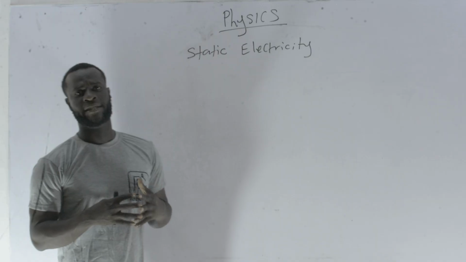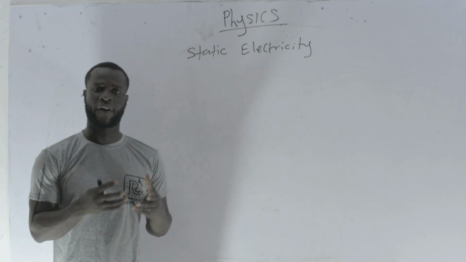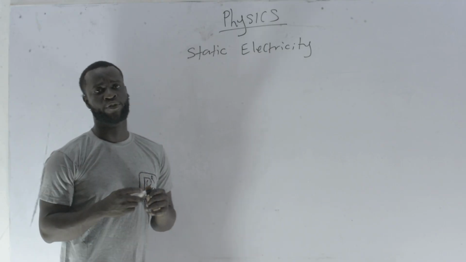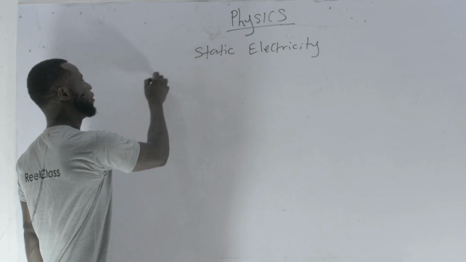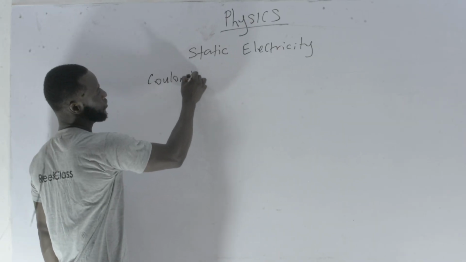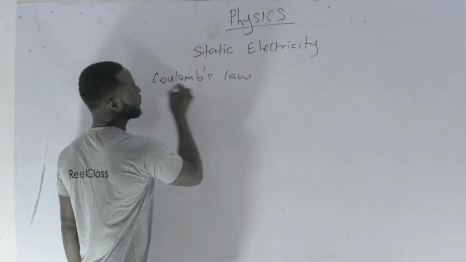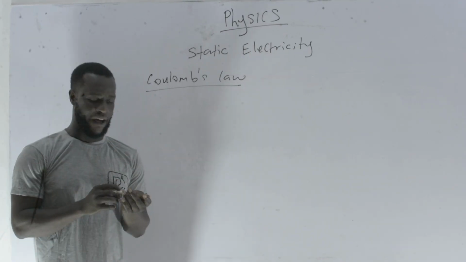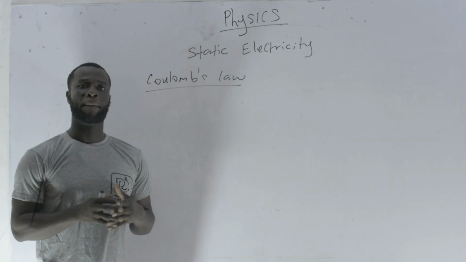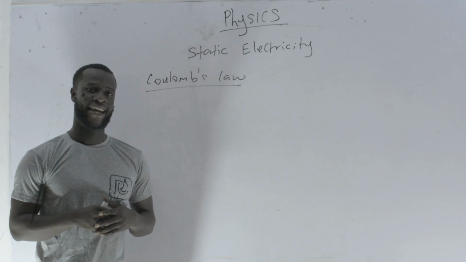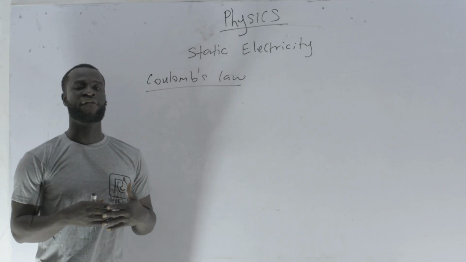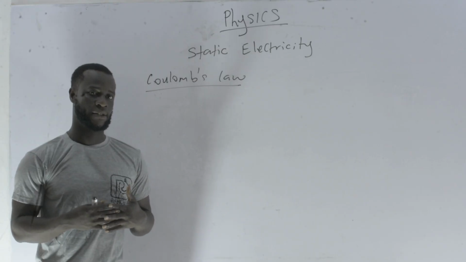Now, in order to understand the force of attraction or the force of repulsion between these charges, I'll further introduce you to Coulomb's law. Coulomb's law states that the force of attraction or repulsion between 2 point charges is directly proportional to the product of the charges and inversely proportional to the square of their distance apart.